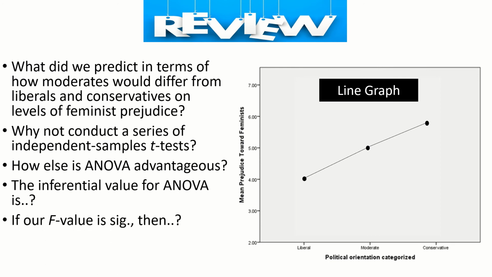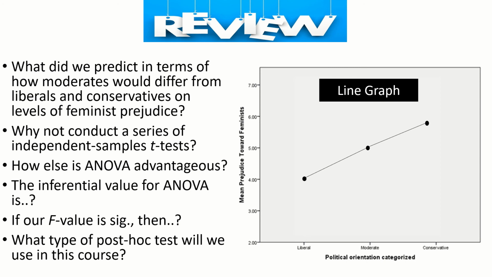And so if our F value is significant, then what does that tell us? Because ANOVA is assessing simultaneously all the differences between liberals, moderates, and conservatives. So if our F value is significant, then that means there's at least one significant difference between our different groups. And then we need to check post hoc tests to determine which groups significantly differ.